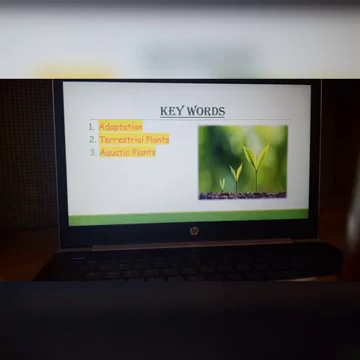Next one is aquatic plant. Aquatic means water. So the plants that grow in water are called aquatic plants. Next term is insectivorous plants. Insectivorous plants are the plants that feed on, or you can say eat, insects. And I have already given you the examples of insectivorous plants: pitcher plant, Venus flytrap plant, and sundew plants.